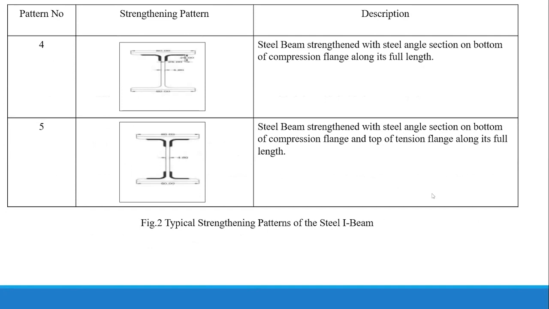Fourth pattern is the steel beam strengthened with the steel angle section on the bottom of the compression flange along its full length. And fifth pattern is the steel beam strengthened with steel angle section on the bottom of the compression flange and top of the tension flange along its length.